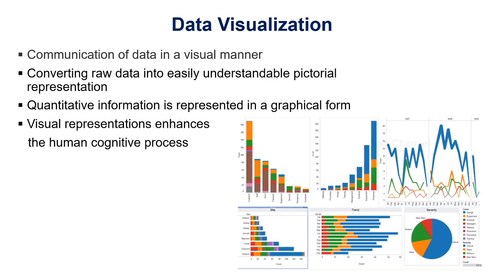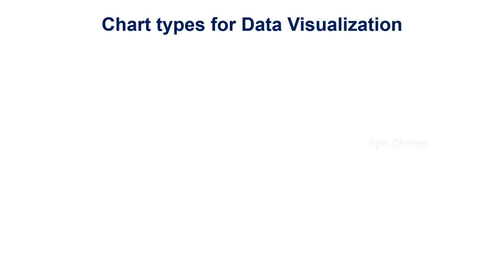Data visualization is a communication of data in a visual manner, or turning raw data into easily understandable pictorial representation. It gives intuitive understanding of data and helps to see information in certain meaningful patterns. Also, visual representations enhance the human cognitive process. There are four basic presentation types that you can use to present your data.